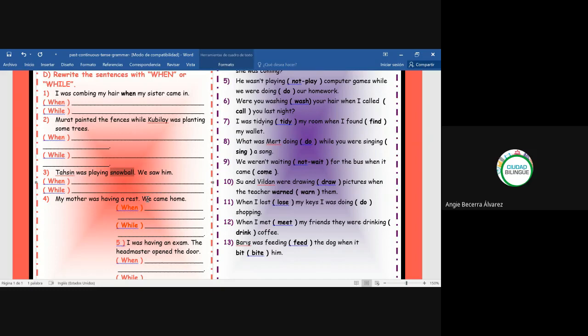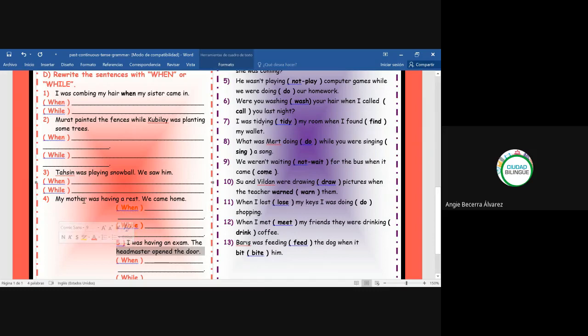So, ¿cómo quedaría con while? While Tajin was playing snowball, we saw him, right? Sería while al principio, ¿cierto? Perfect. Very good. So, while Tajin was playing snowball, we saw him.